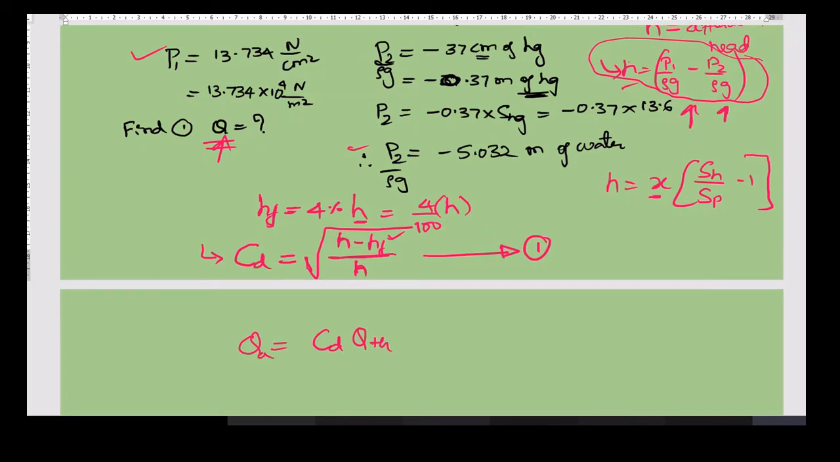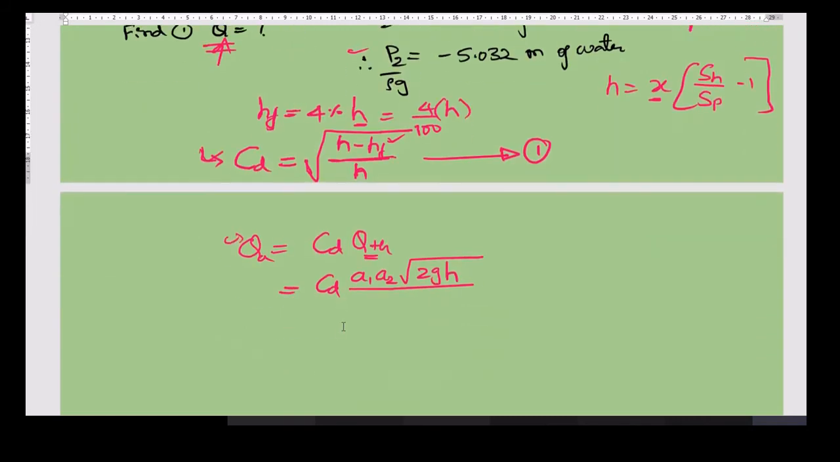So why are we writing actual? Because we are calculating coefficient of discharge. Whenever losses are given, you have to apply the actual discharge formula. If losses are not given, you go for theoretical. So Q actual is equal to CD, you write as it is. What is the formula for theoretical? A1 A2 square root of 2GH divided by square root of A1 square minus A2 square. Now you take this as equation number 2.